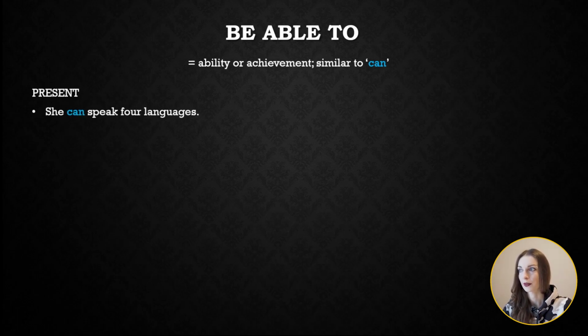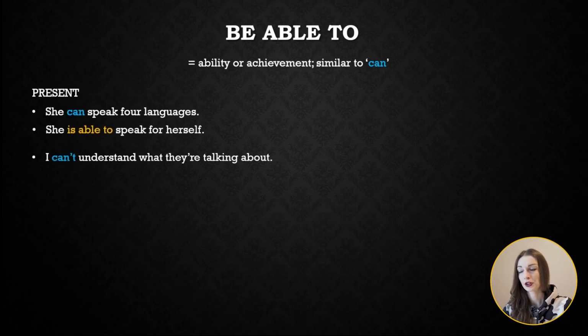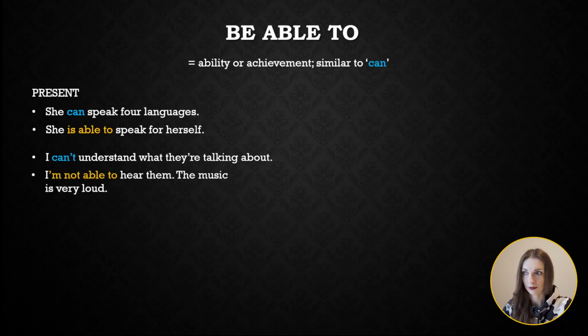In the present, she can speak 4 languages. She is able to speak for herself. I can't understand what they are talking about. I'm not able to hear them. The music is very loud. If we compare these 2 pairs of sentences, we will see that can expresses a more general ability.